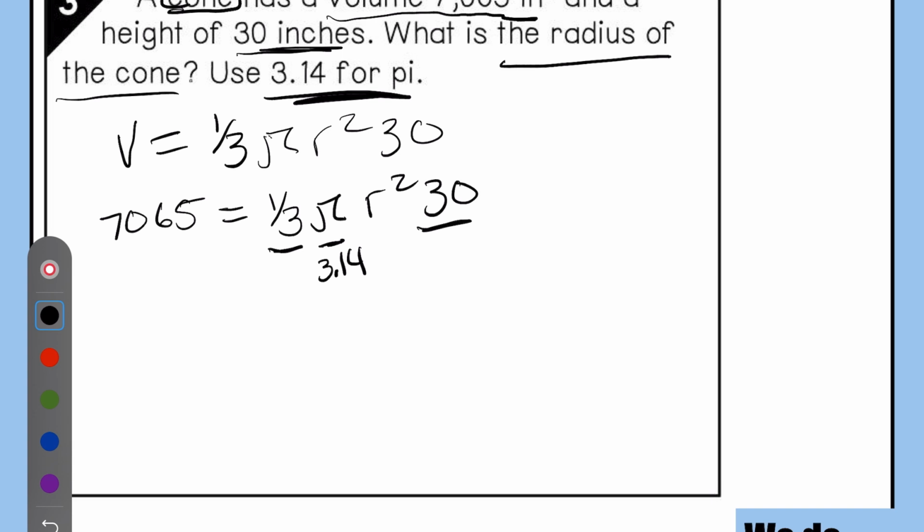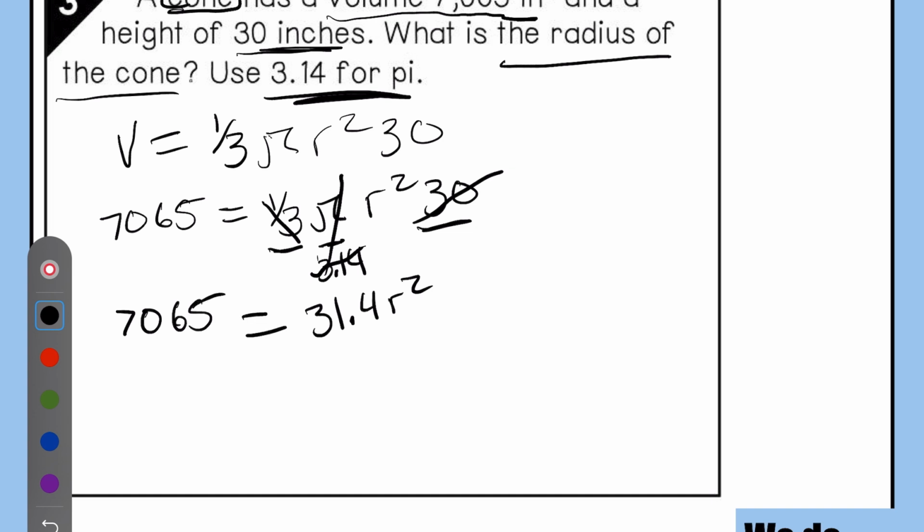So we're going to do 3.14 times 30 times 1/3, which gives us 31.4. And then you have r squared. Now we've used the 1/3, and pi, we've used that. So you're just going to bring down the r squared, and then 7,065 equals 31.4 r squared.